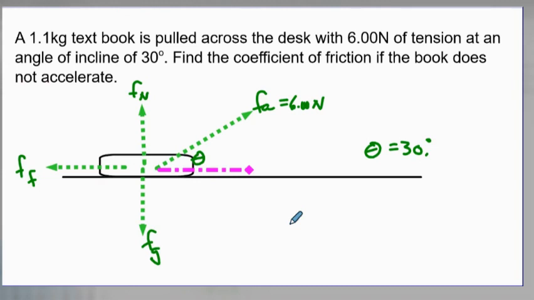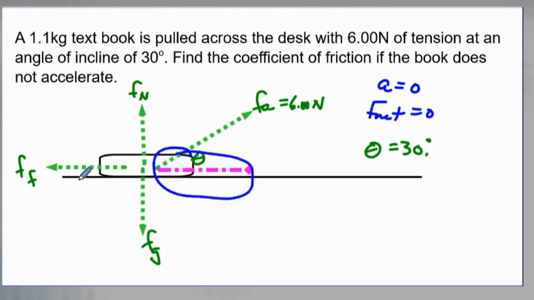And the key piece in this really is that the book is not accelerating. And once again, when it's not accelerating, our net acceleration is zero. So our net force is zero. And what that tells us is that the horizontal forces, the force going left and the force going right, I got those backwards, are equal.